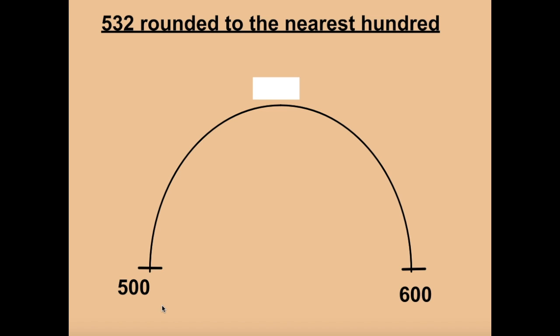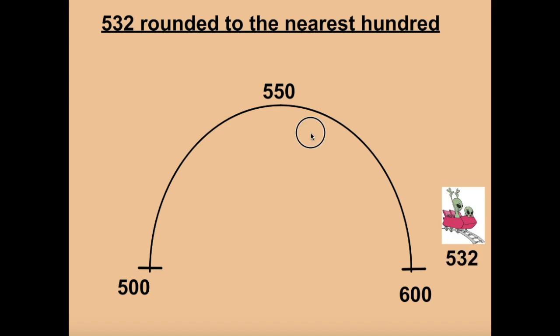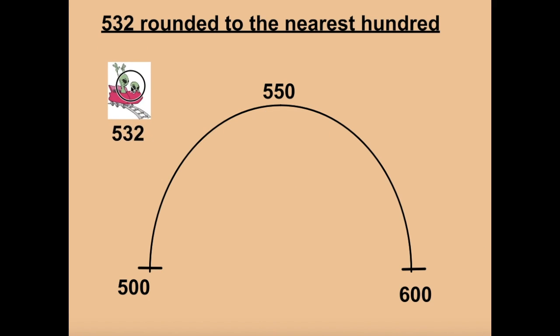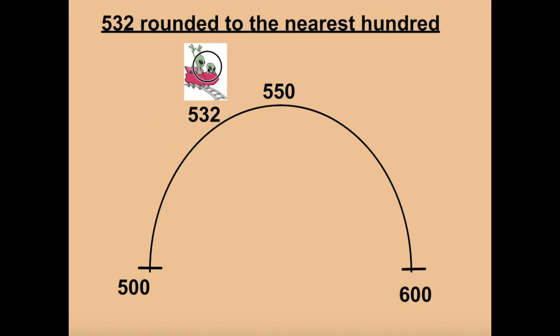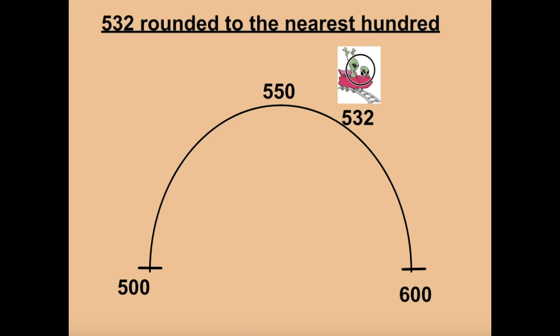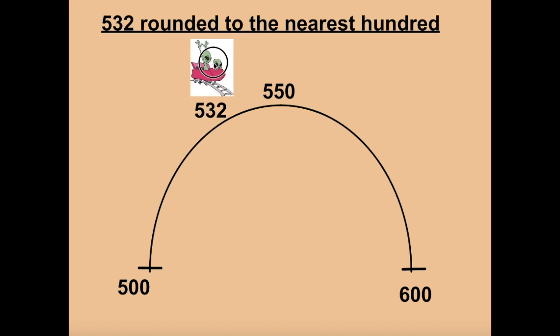We are going to decide to which hundred 532 is closest. Between 500 and 600 is 550. If we have the number 532, these guys want to ride the rounding roller coaster, okay? They start here. Now the question is, is 532 before or after 550? Clearly it's before 550. Which means it's still ascending on our rounding roller coaster. It's still going up. If we round, we'd round back to 500. 532 rounded to the nearest hundred is 500.